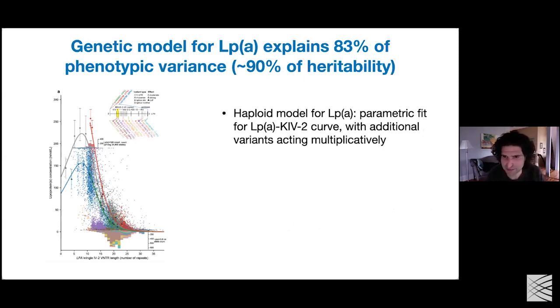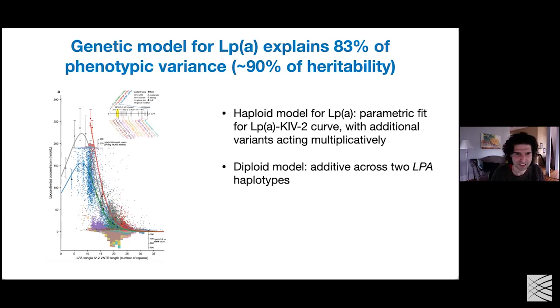To estimate the contribution of a single haplotype to LPA, we constructed a haploid model, parametrically fitting the LPA KIV2 curve and allowing the additional fine-mapped variance to act multiplicatively on top of the value predicted by the KIV2 length. To estimate an individual's total LPA, we simply added the contributions of the two haplotypes.